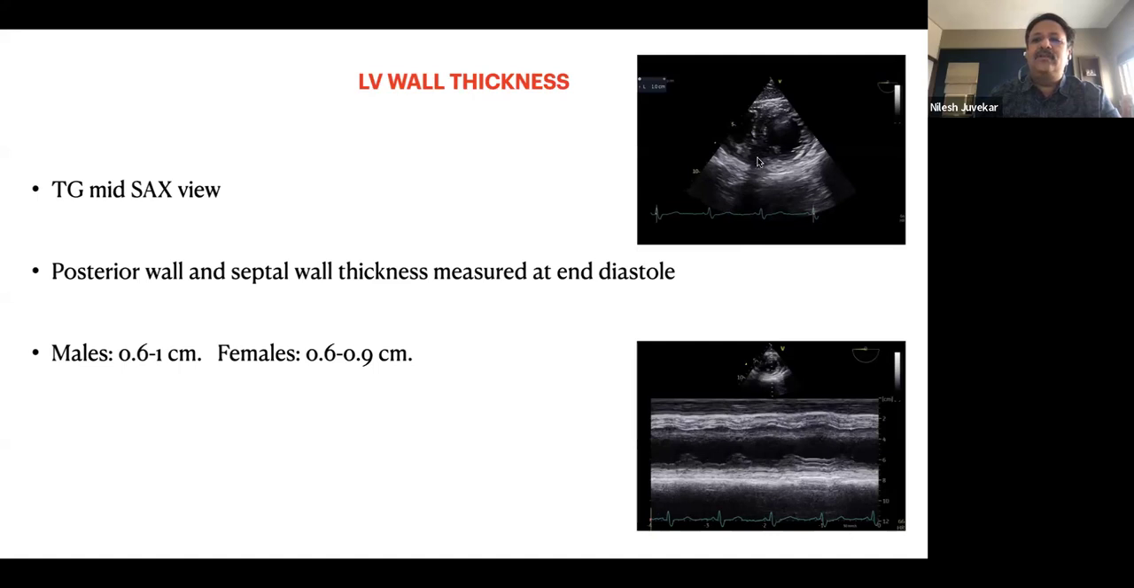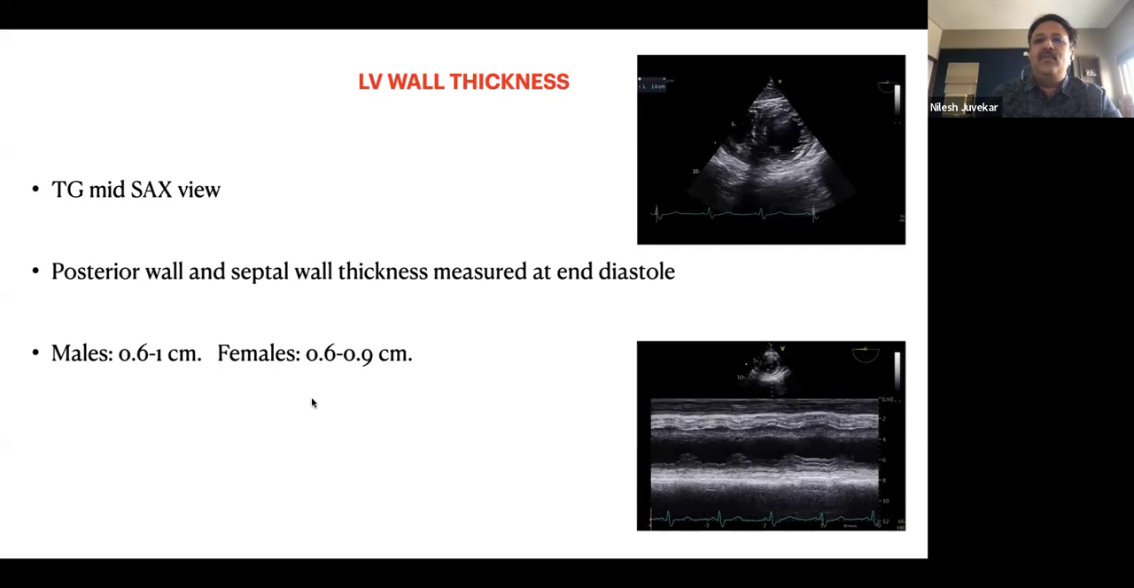Now about the septal wall thickness, the problem sometimes is that because the angle of insonation here is not perpendicular to the septal wall, many a times this measurement is difficult to get. Normal LV wall thickness is around 0.6 to 1 centimeters.